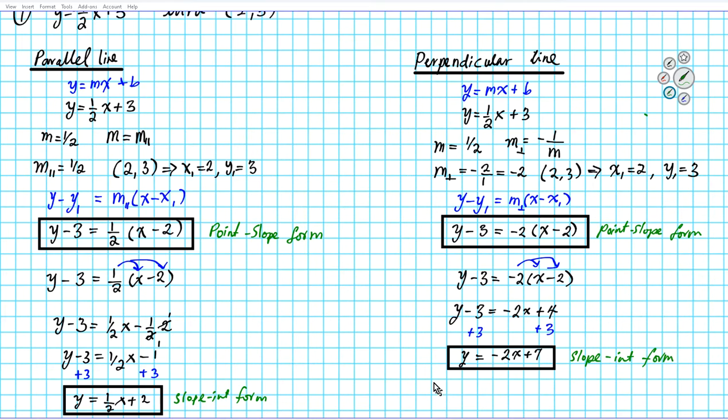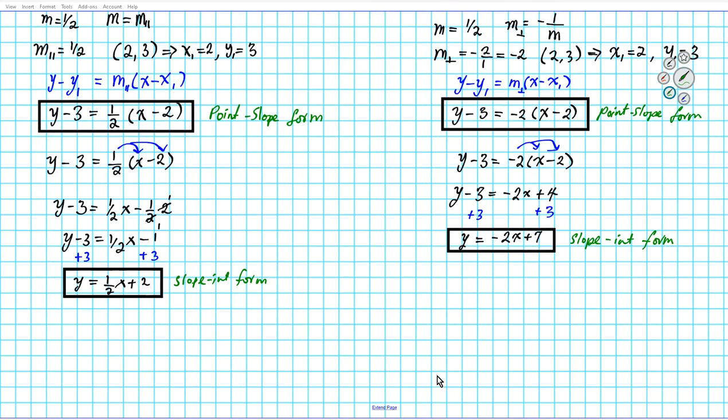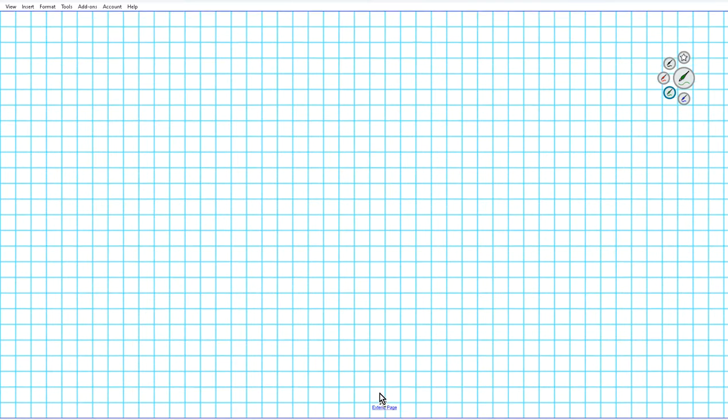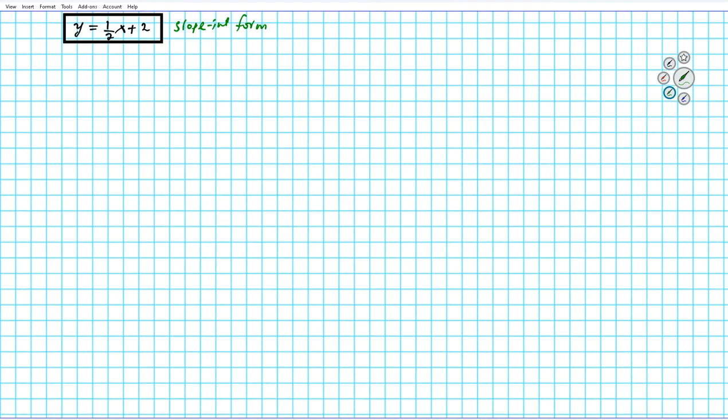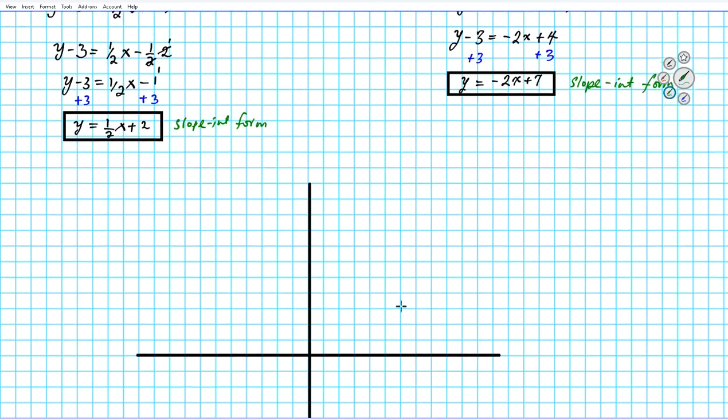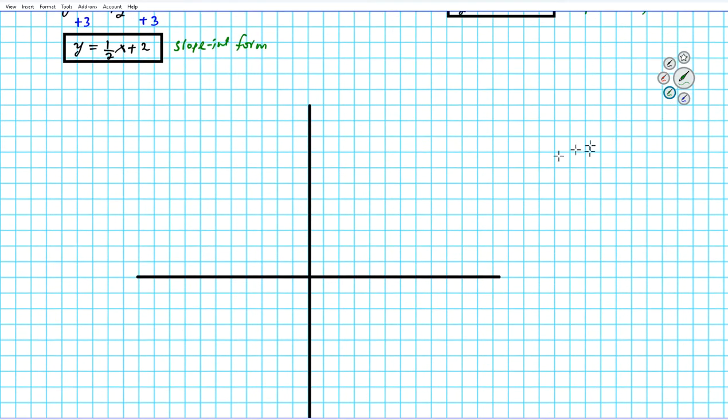Now we're going to check our work by graphing all 3 lines on the same coordinate system, so we can see the connection between parallel and perpendicular lines to a given point. Let's start by generating our coordinate system. That's the y coordinate, and that's the x coordinate. Looks good. We have 3 lines to graph.